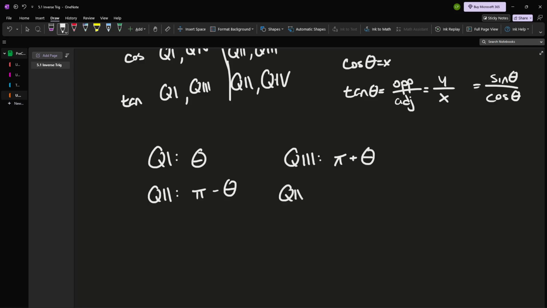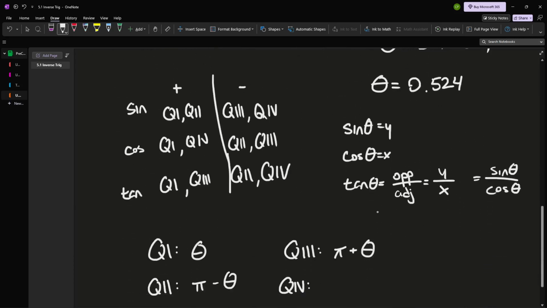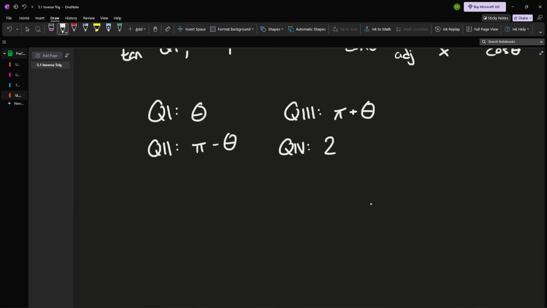And finally, quadrant 4 is go from here down. So I'm actually going 2 pi minus theta.